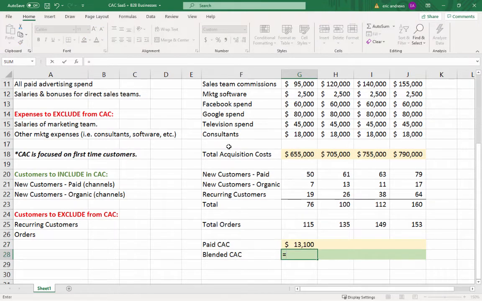And so blended CAC, the numerator of it is still your total acquisition cost, but blended includes paid plus organic. So that gives you more of an overall picture of how much it is costing to get one new customer regardless of where they came from. And so that's always going to be lower than your paid. In this case, it's $11,500.